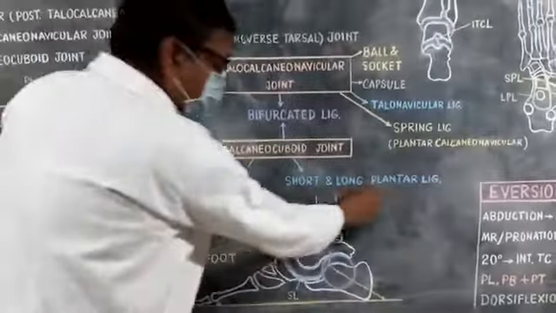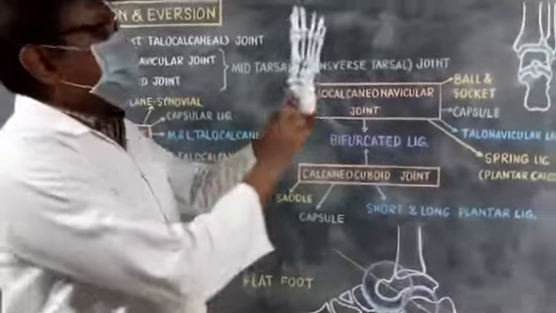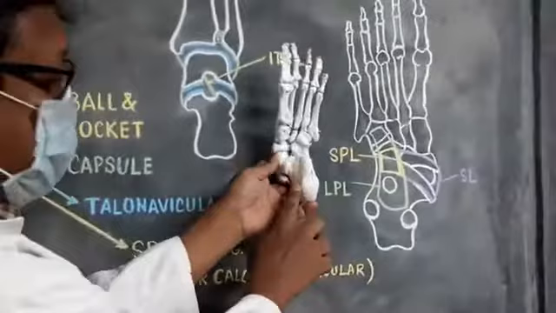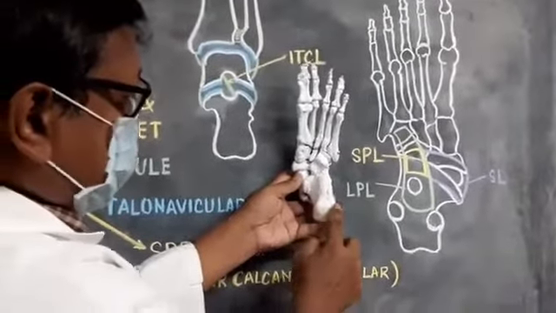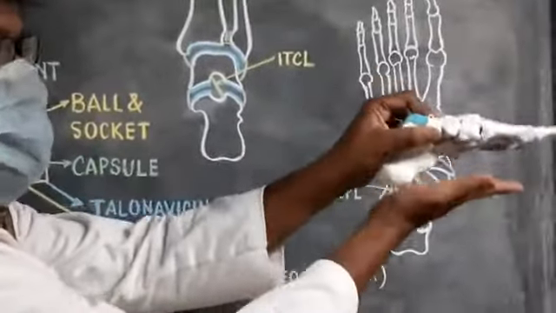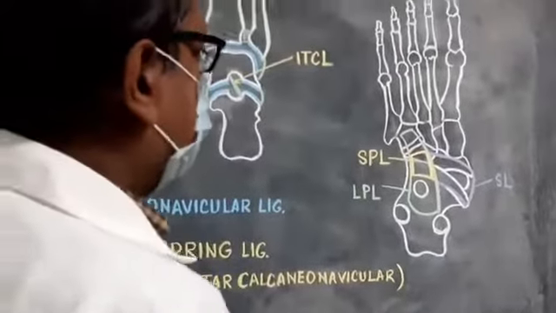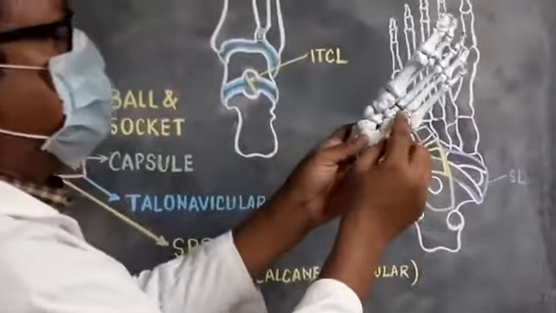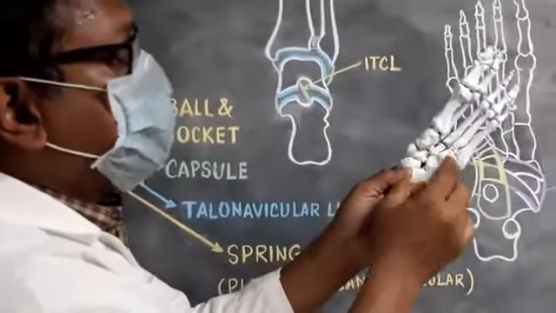To understand the attachments of these ligaments, you must know some bony landmarks. The plantar aspect of the calcaneus is rough and presents three tubercles: anterior tubercle, medial and lateral tubercles. When foot strikes the ground, it touches the medial tubercle. In the plantar aspect of the cuboid bone, there is an oblique ridge. This oblique ridge divides the plantar surface of the cuboid bone into anterior and posterior parts.